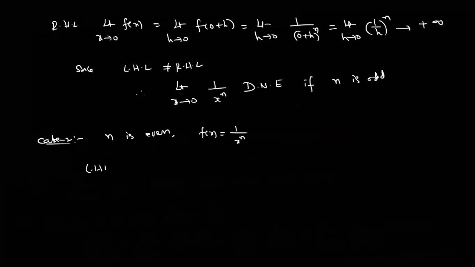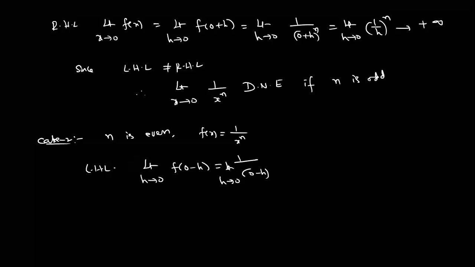See, the left hand limit, again talking about the left hand limit. The limit as h tends to 0 of f of 0 minus h. Okay, so what is the result? 1 by h power n only, because n is even here, dear students. So it is turning to what? Plus infinity.